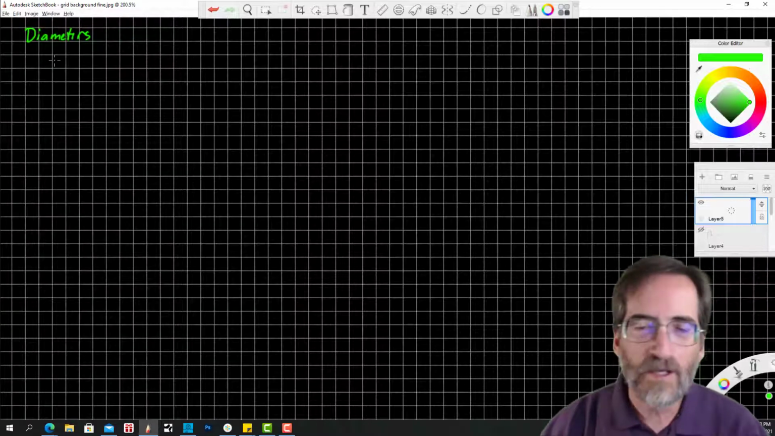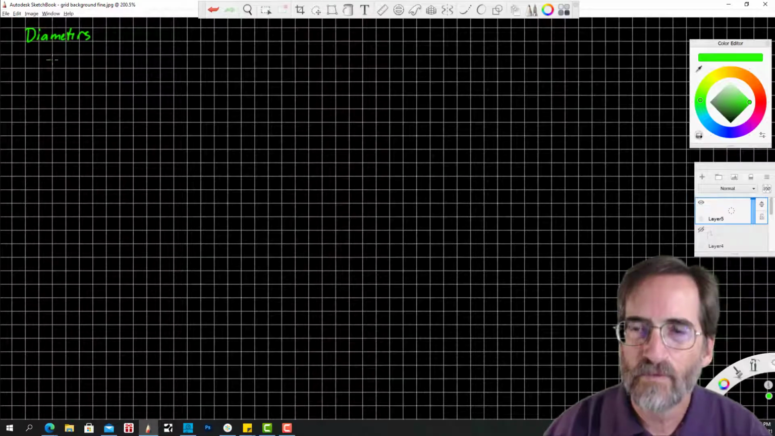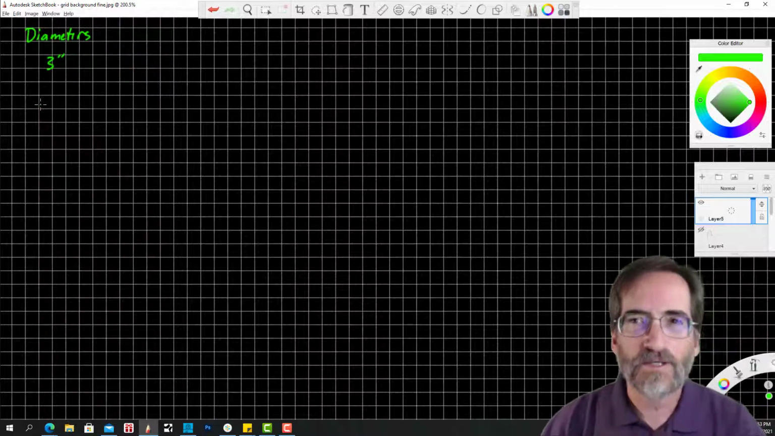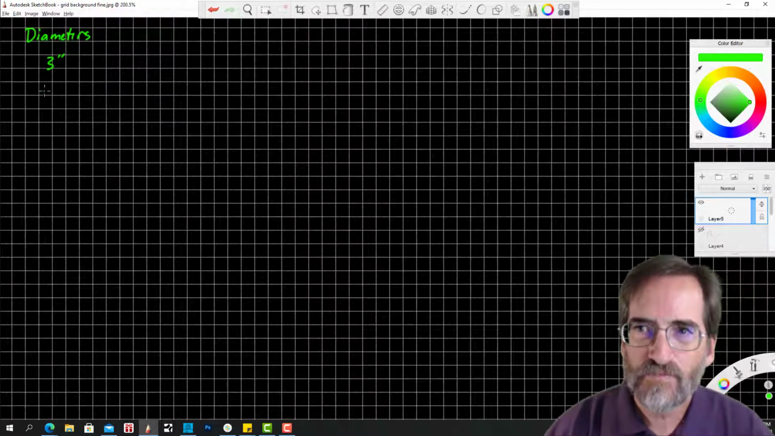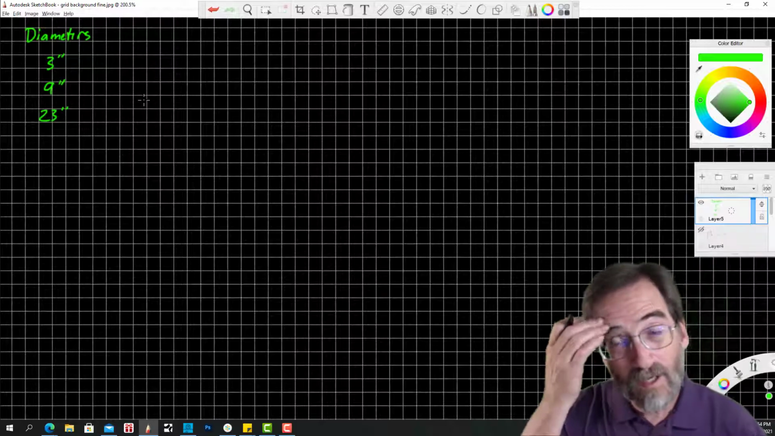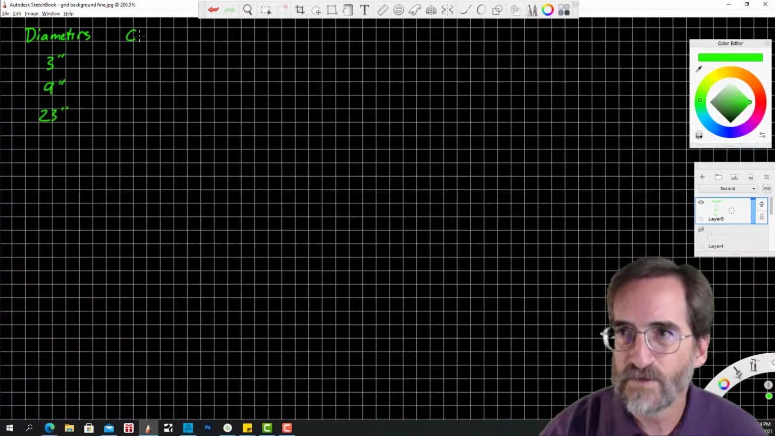Okay, so in one case I'm going to make it a skateboard wheel, and we're going to say the diameter is, let's make it 3 inches. Another one is going to be a scooter, and it's going to have a diameter of 9 inches. And another one's going to be a bicycle, and it's going to have a diameter of 23 inches. So we've got a wide variety of diameters. Okay, let's calculate the circumference for each of these.